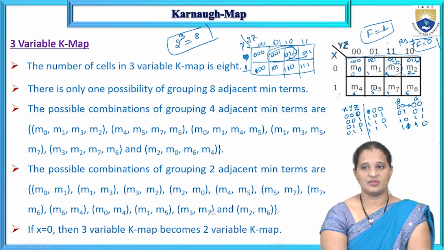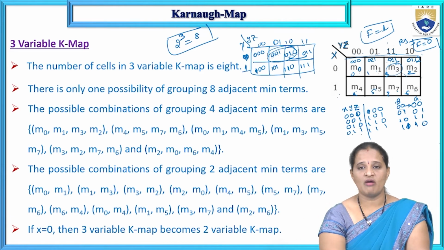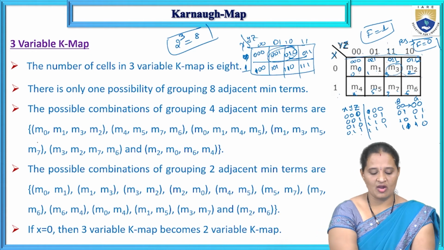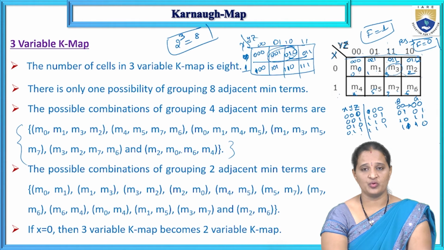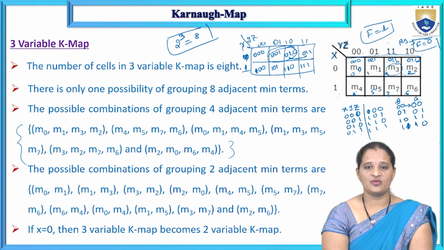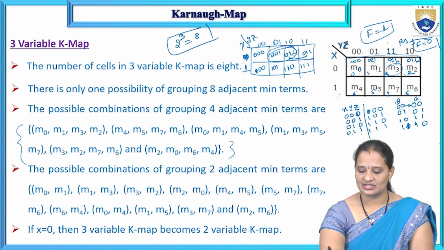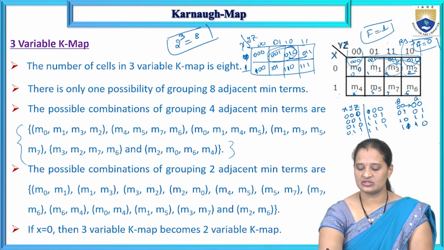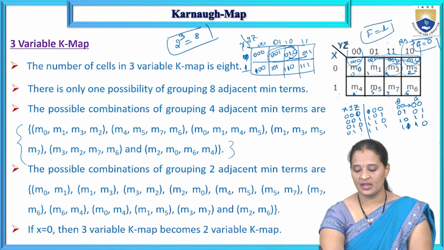The next maximum possible group is a group of 4 cells. There are several possible combinations of groups that we can form with 4 adjacent cells. So what are they? This cell is adjacent to this, which is adjacent to this, which is adjacent to this. And finally this is adjacent to this one, because 0, 0, 0 and this one is 0, 1, 0. So all these cells are said to be adjacent.